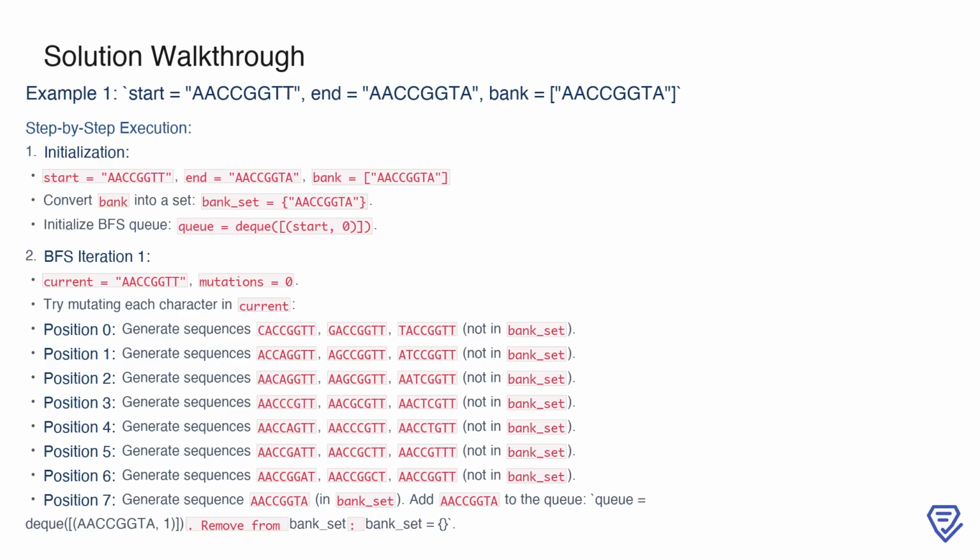Most of these mutations, such as CACT, ACAGT, and ACGAT, are not present in the bank, so they are ignored. However, when mutating the last character, we generate AACCGGTA, which matches an entry in our bank set. We add this sequence to the queue with an incremented mutation count of 1, updating the queue to DEQ AACCGGTA 1 and removing AACCGGTA from the bank set. Now, the bank set is empty, and we move to the next step in our BFS process.